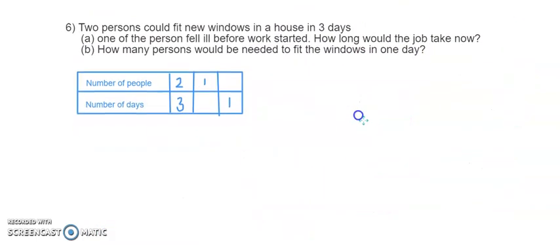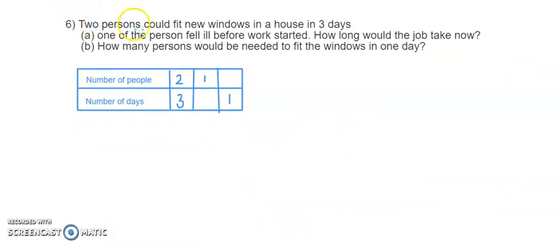The next one. There are two people who are trying to fit new windows in a house in 3 days. Now, if one of the persons fell ill, that means out of two, one is gone, so only one person has to do it. So how many days will it take to fit the windows? If I want to fit all the windows on the same day, then how many workers do we need? So it's two parts. Okay.